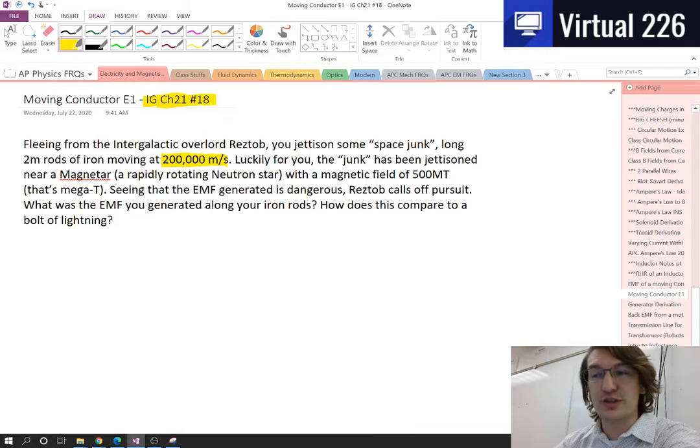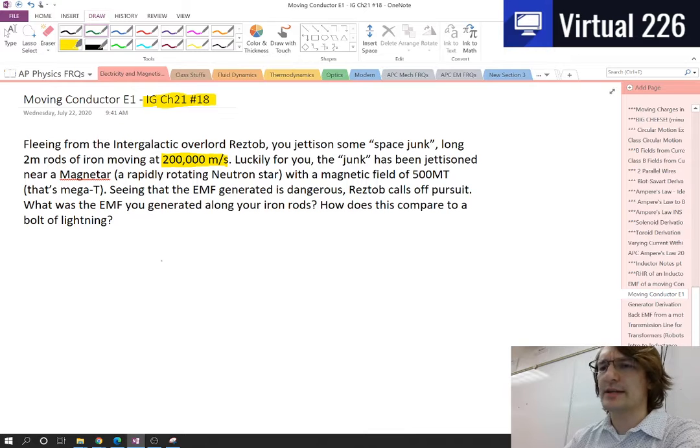Luckily for you, the junk has been jettisoned near a Magnetar, which is a rapidly rotating neutron star with a magnetic field of 500 megatesla. That's mega T. Seeing that the EMF generated is dangerous, Reztob calls off the pursuit. What is the EMF you generated along your iron rods, and how does this compare to a bolt of lightning? Well, let's take a look.